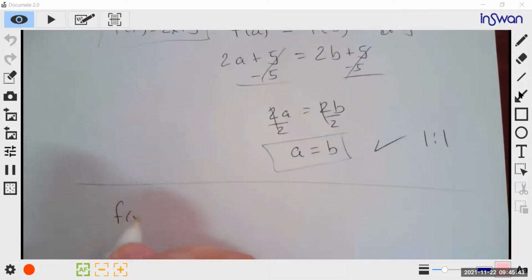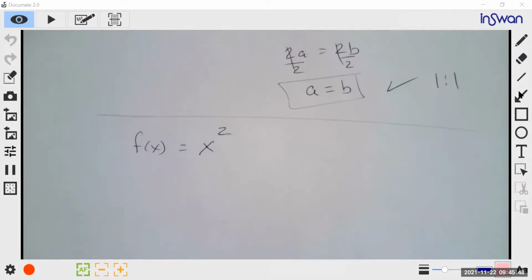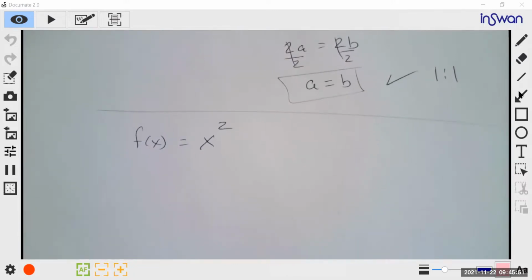Let's try that again. Let's try with x squared. Is this function one-to-one?